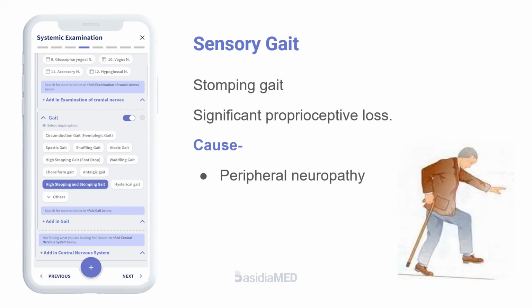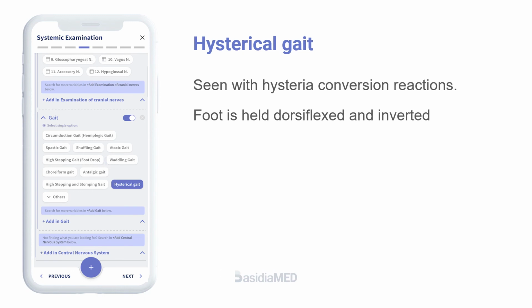Stomping gait. Sensory ataxia, or stomping gait, affects patients with significant proprioceptive loss. Characteristically, the patient looks down and walks as if throwing his feet, which tend to slap on the ground. Seen in peripheral neuropathy.